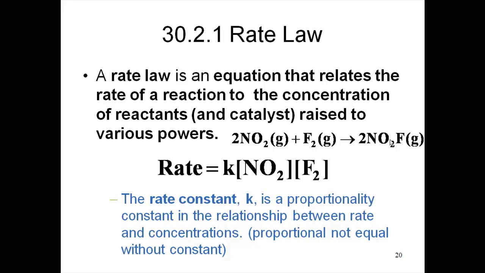That power, that one coefficient, that one order for this NO2 and the one for this F2, those are understood right now. Those are called the orders of the reaction. And those are determined, as I said, experimentally. They are not coming from the coefficients of the balanced equation. They do not come from that. They come from experimental data to determine the orders of those reactants.